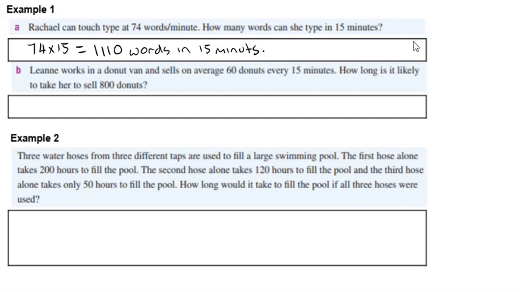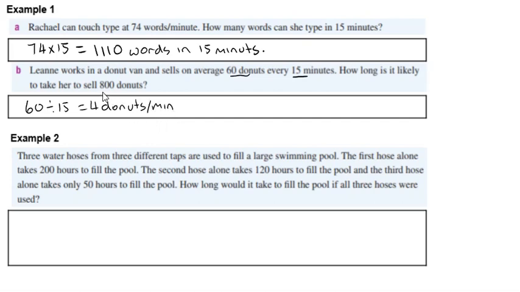Okay. Part B says Leanne works in a donut van and sells on an average of 60 donuts every 15 minutes. How long is it likely to take her to sell 800 donuts? Well, from the 60 and the 15 we can work out a rate, and we can do 60 divided by 15, which is 4, and that's basically an average of 4 donuts per minute.